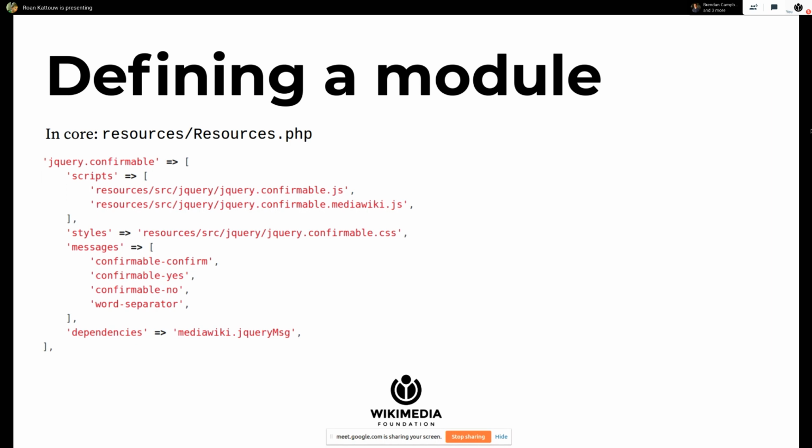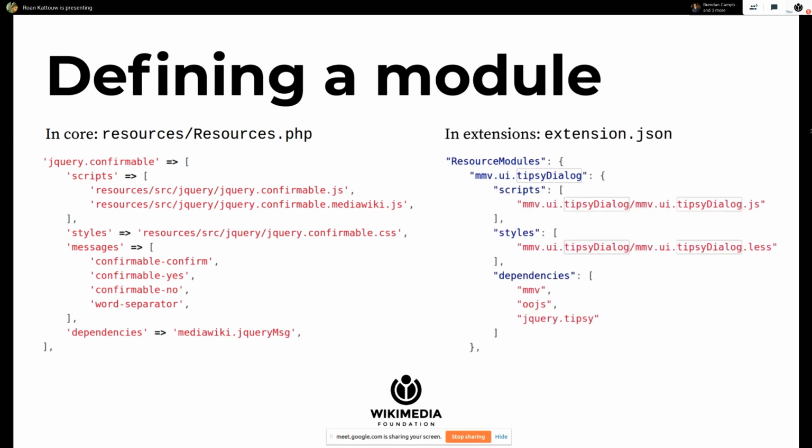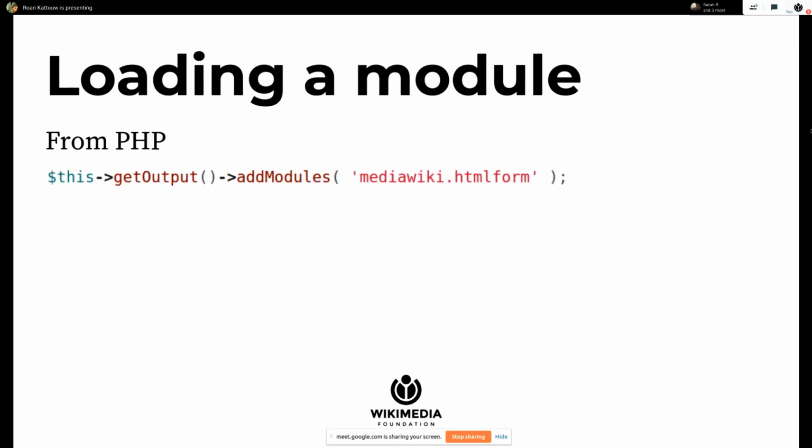Here's a different example of a module definition. This is what it looks like in an extension.json, where of course you're writing this in JSON and not in PHP. This example is in MultimediaViewer, where they have a module called Tipsy Dialog, which is a particular dialog thing that they have. I don't even know exactly what it is. You can see this one also has a JavaScript file, a LESS file, because that's also supported, and a number of other modules that it depends on.